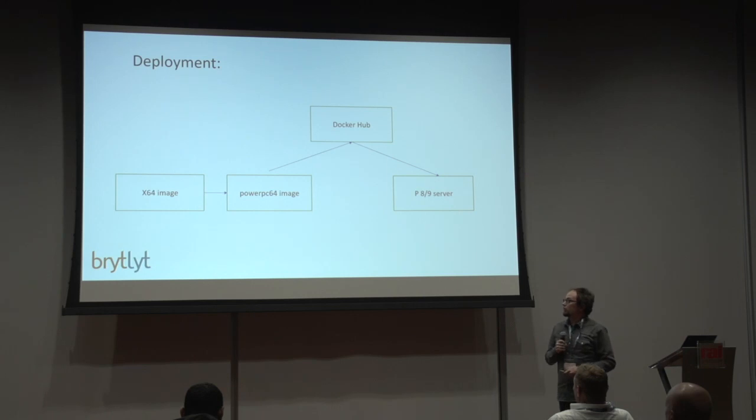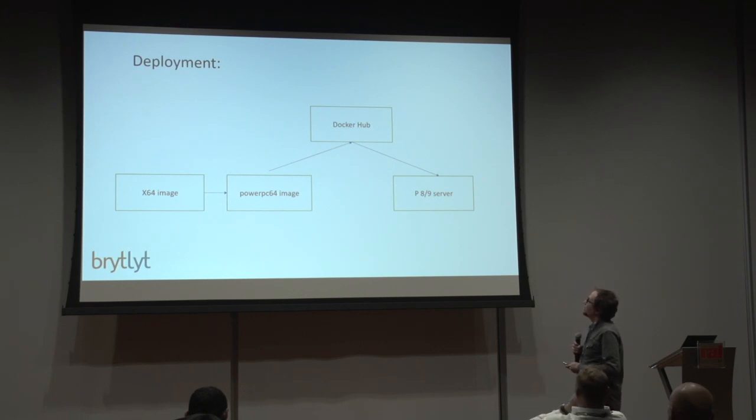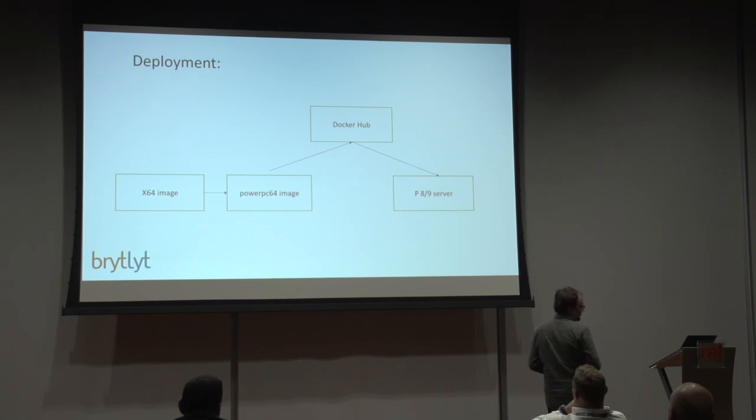Okay, so our deployment looks like that. We have an x64 image where we build the binaries. We also have in a repository a Docker image for Power 8 and Power 9. This can happen during our night build, so this is an automated part. During our night builds, the prepared image can be deployed to Docker Hub and next downloaded to Power 8 or Power 9 servers.